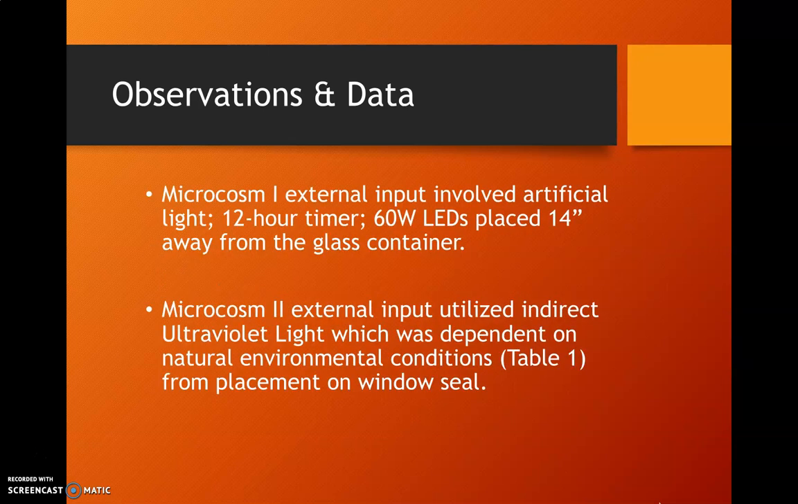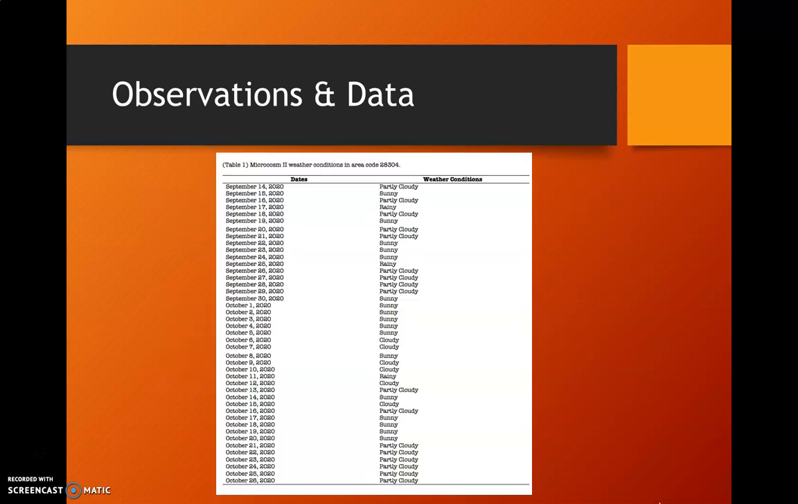Microcosm I external input involved artificial light, 12-hour timer, 60-watt LEDs placed 14 inches away from the glass container. Microcosm II external input utilized indirect ultraviolet light, which was dependent on natural environmental conditions, as viewed in Table 1, from placement on the windowsill. Table 1, Microcosm II, weather conditions and area code 28304.